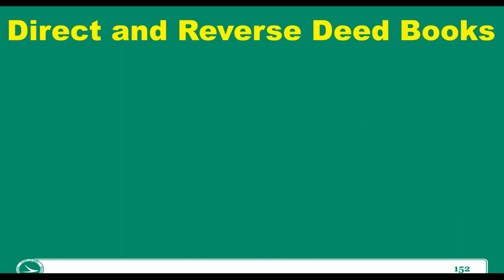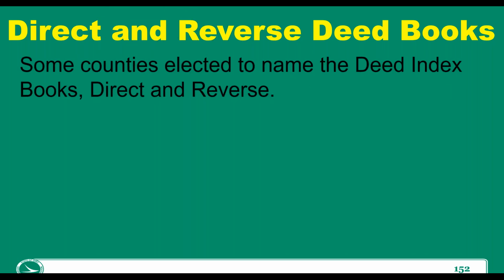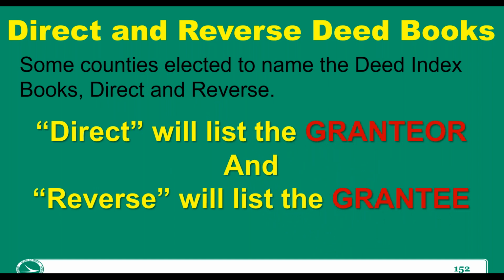All right, this is a little example of direct and reverse deed books. Some counties elected to name the deed index books direct and reverse instead of grantor and grantee. Basically, it's simple. Once you grasp hold of it, direct means grantor, reverse means grantee. You're going to run across that once in a while. Not all the counties did it, but some did, just to touch on that.